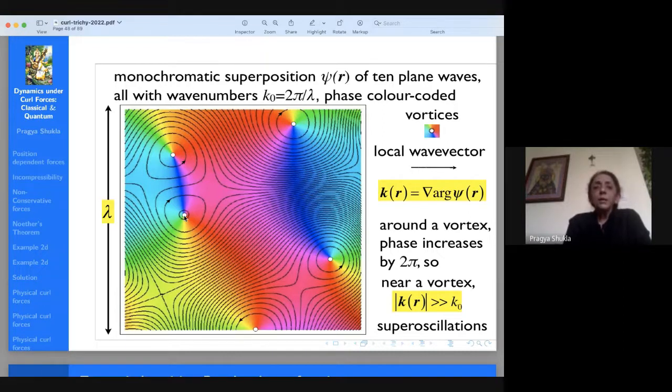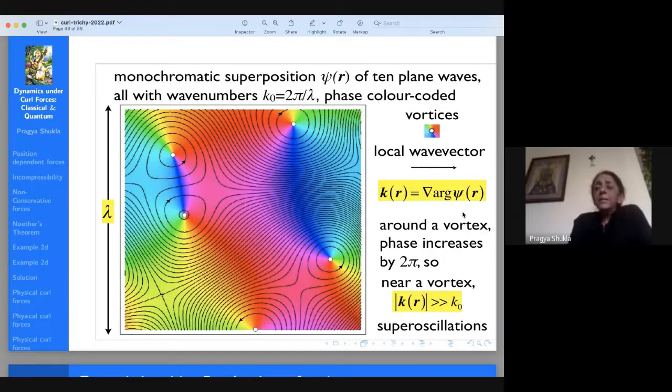So you see the points where the phase is taking different values, if you see many different colors, that means near that point the phase is changing very rapidly. What are these points? See, the local wave vector k(r) is this, and it gives you the local phase.